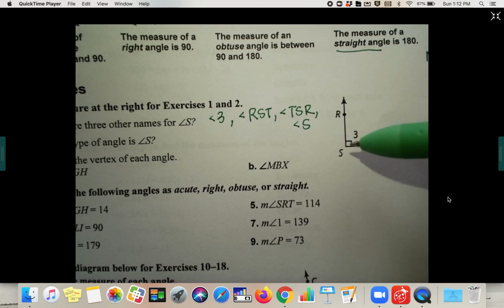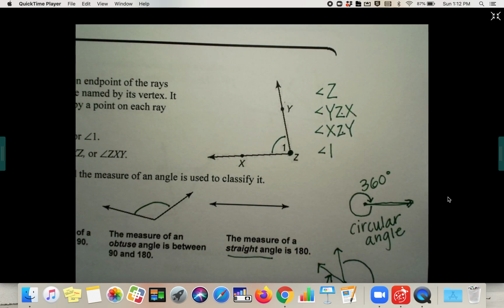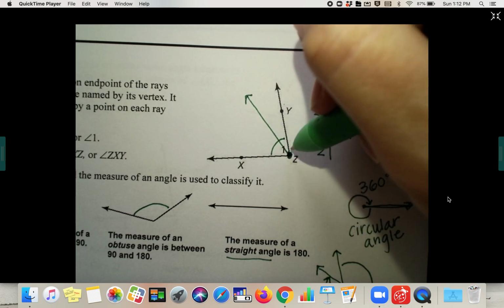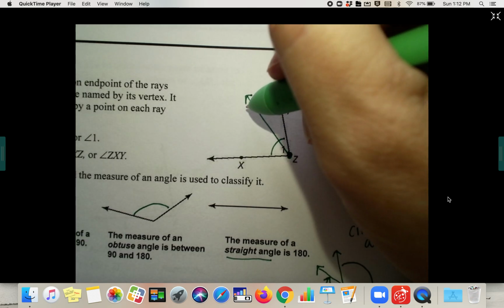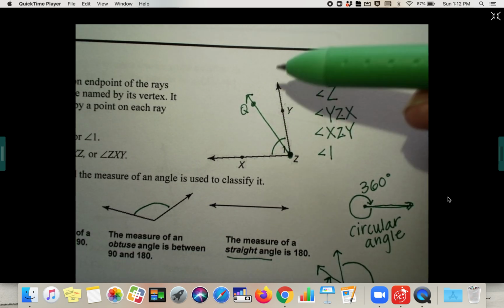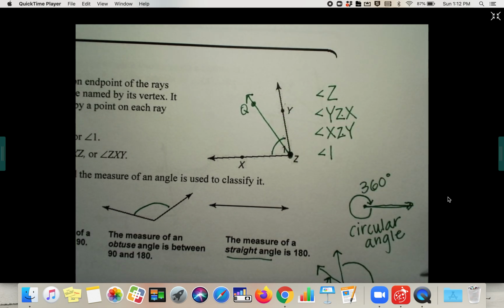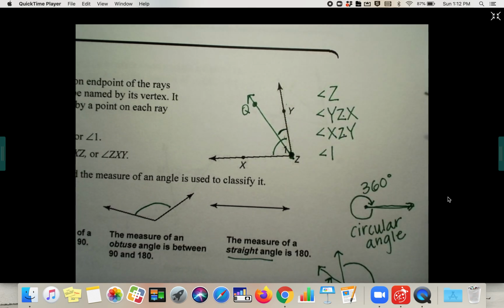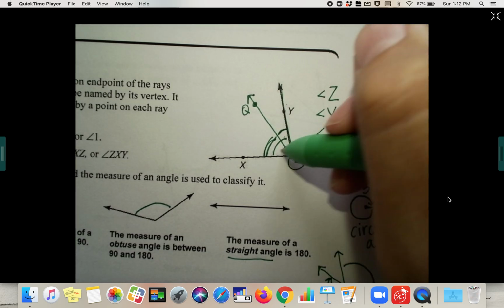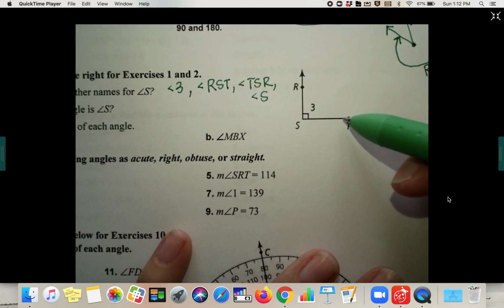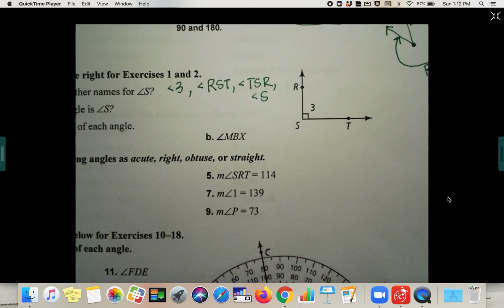What I meant by only one vertex is that it could be confusing. If you look back up here, if I had drawn another ray coming off of this, and let's call this point Q, you can't just call the vertex angle Z now because there are 2 angles at Z. If I said this is angle Z, would you be talking about this angle Z or this angle Z? So you can only call it angle Z if there's only one angle there. Here there's only one angle, so you can call it angle S.